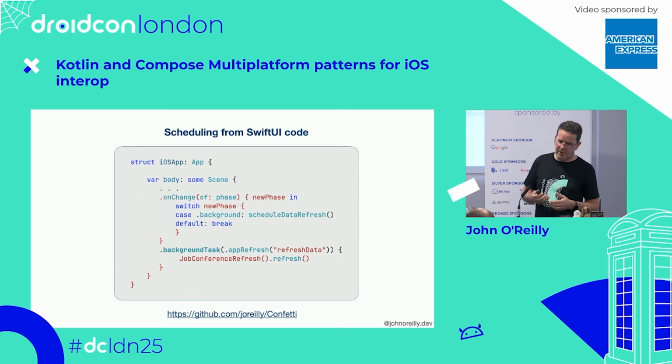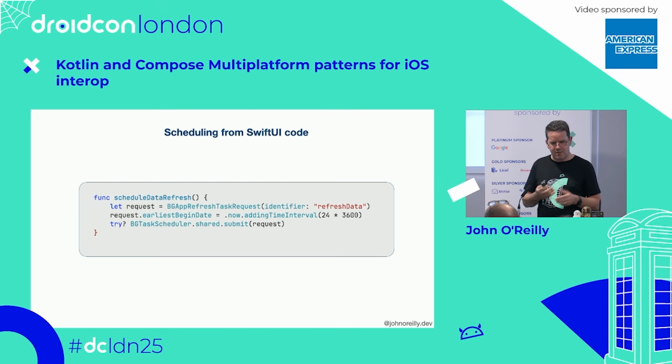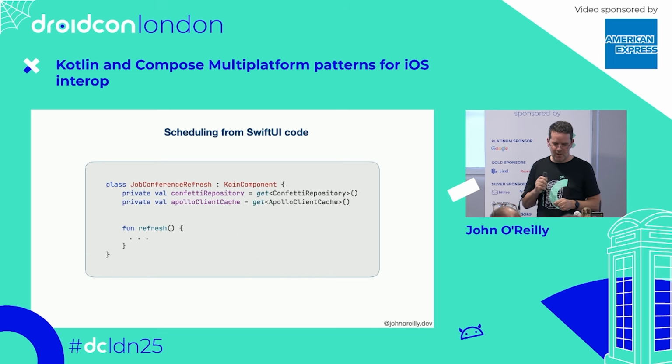When the app goes into the background, we schedule the refresh. That's done using this schedule data refresh method here, using BGTaskScheduler to schedule the request. Note that the refresh data string shown here is the identifier that we added to the Info.plist. Very important to remember to add that. And then showing the shell of the shared Kotlin code that the background task is invoking.